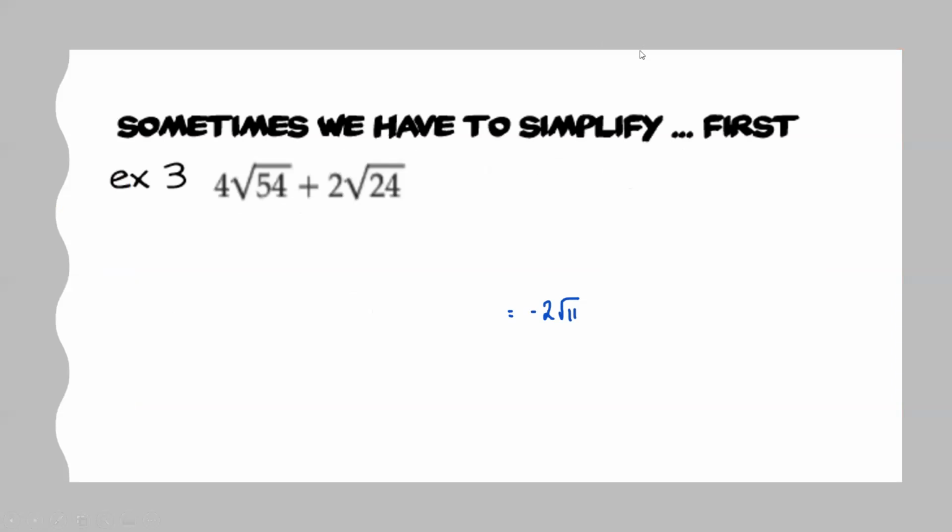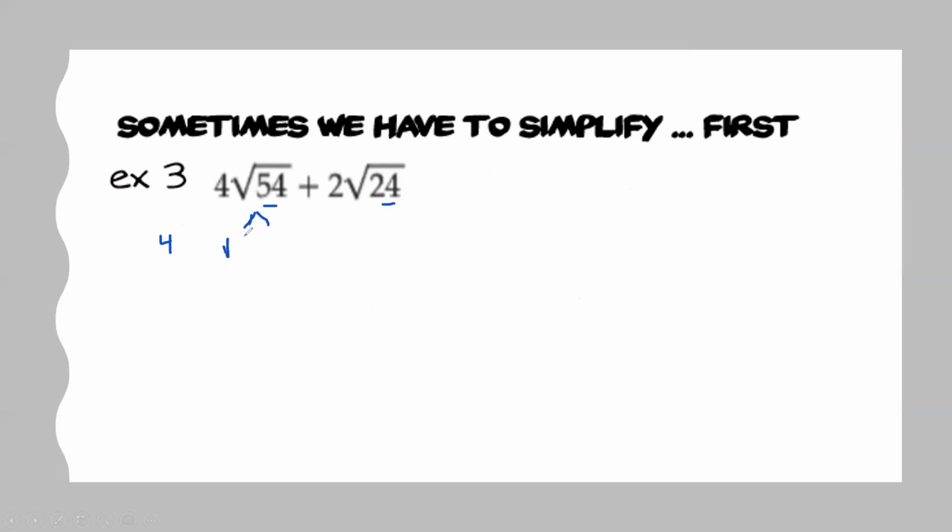So what happens if they are not the same radicand? What if we have to simplify first? So you notice here we have 4 on the square root of 54 and 2 on the square root of 24. These are not like radicands. So what we're going to try to do is simplify them to see if they can become alike. So we're going to bring the 4 coefficient out, and we're going to start by breaking down the square root of 54.